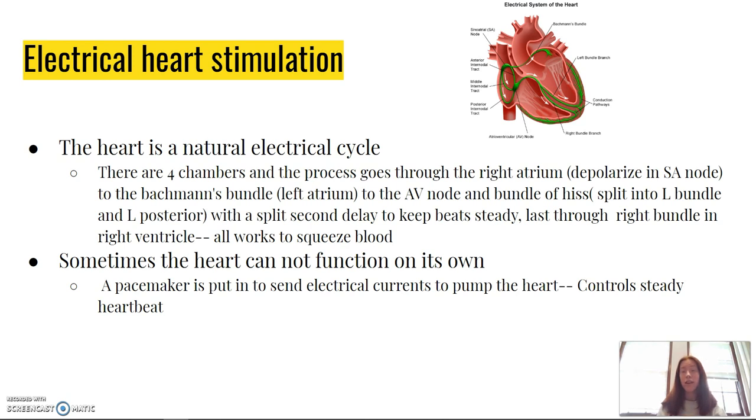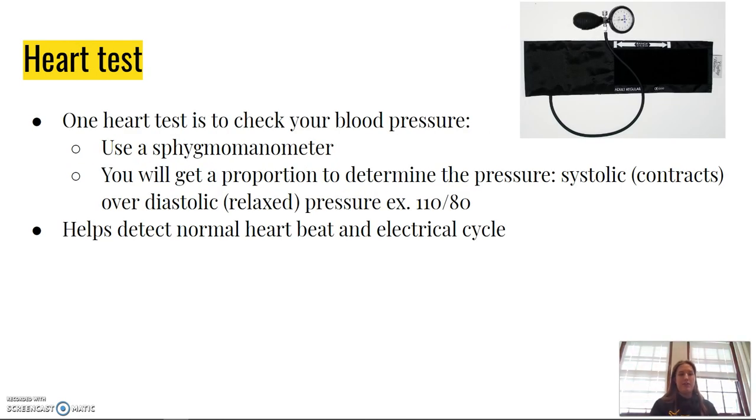After it goes through the bundle of His, it is split into the left bundle and the left posterior, and then that is split into one side, and then last is to the right bundle and the right ventricle. This all works to squeeze blood. And sometimes the heart cannot function on its own. This is where you would put a pacemaker in, and this sends electrical currents to pump the heart so it controls a steady heartbeat.